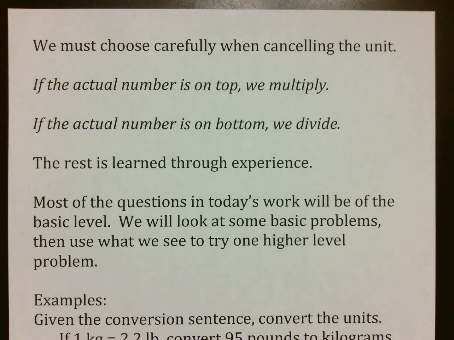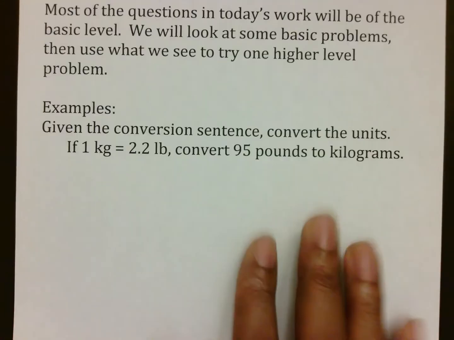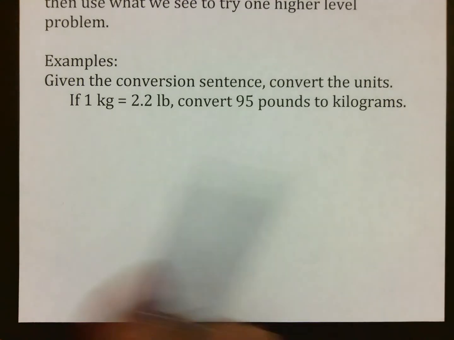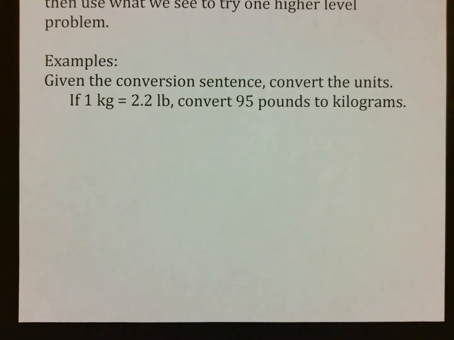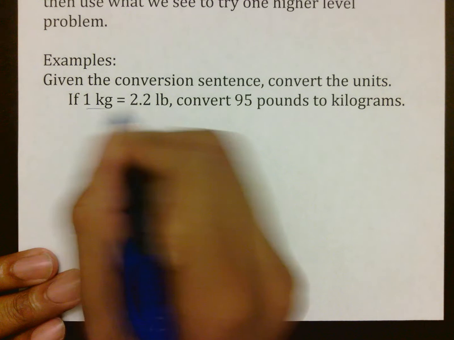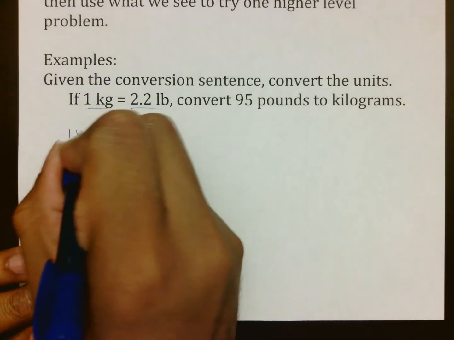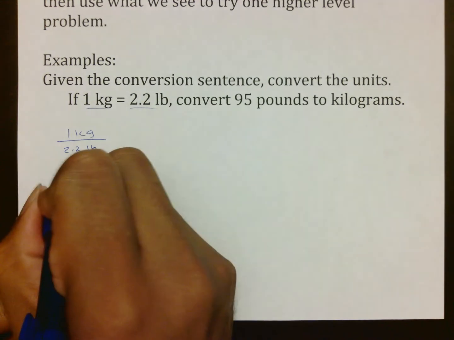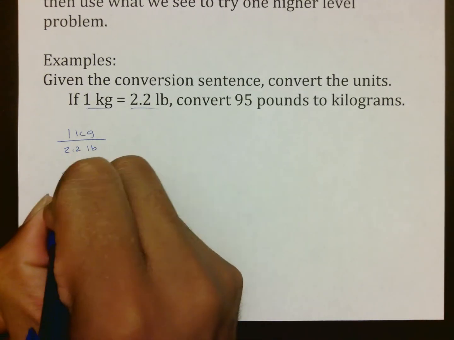Most of the questions in today's work are going to be on the basic level. We're going to look at some basic problems and use what we see to try one higher level problem, which is also going to be on your homework. Again, just one of them, but just to see if we can use what we know to do that. So it's going to say, given the conversion sentence, convert the units, and the first thing you want to do is take your conversion sentence, which is here, and create two fractions. So we have 1 kilogram over 2.2 pounds. We also have 2.2 pounds over 1 kilogram.